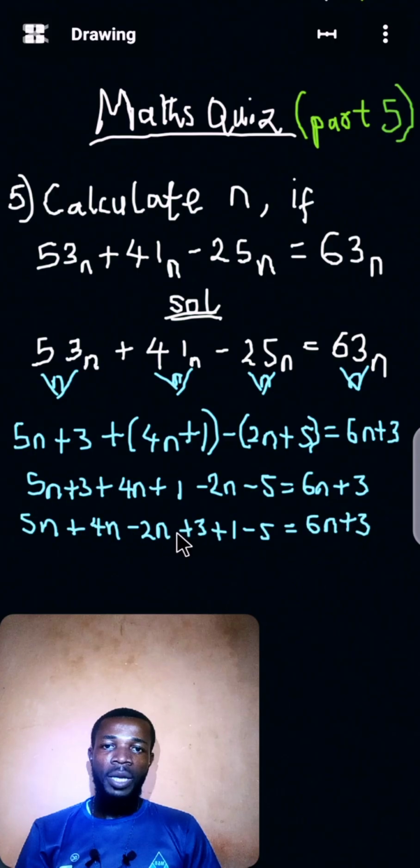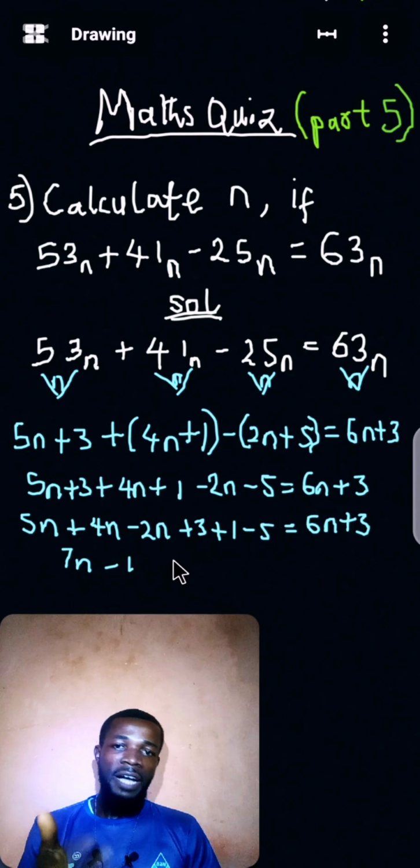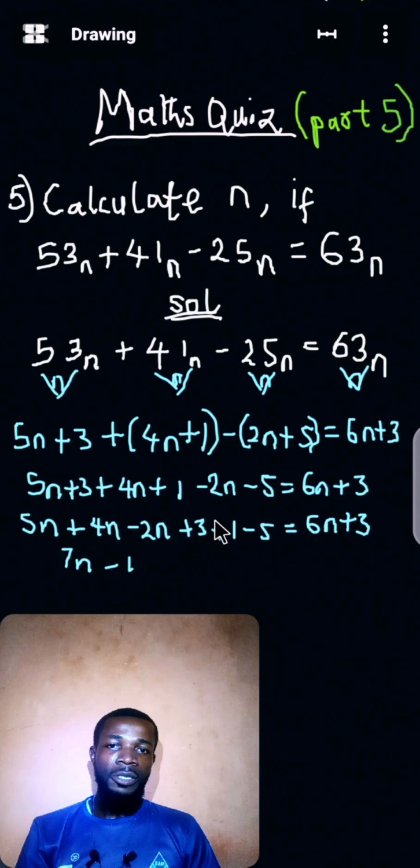So for this one, let's deal with this. 5n plus 4n. Just think of it like 5 bottles plus 4 bottles. I'm sure you probably know 9 bottles, for those of us that drink 1 or 2. So let's go. 5n plus 4n, that's 9n. 9n minus 2n, that is 7n. So we have 7n here. So plus 3, 3 plus 1, that's 4. 4 minus 5, and that is minus 1, because 4 is small, 5 is big, so take the sign of the bigger number. So that is minus 1. So this is equal to 6n plus 3.